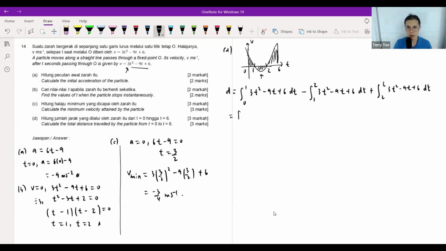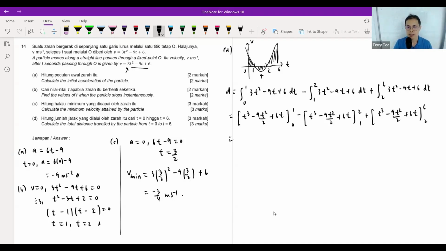So for the first part, when you integrate, you get t to the power 3 divided by 3, 9t squared divided by 2, 6t from 0 to 1. The rest are going to be the same function after you integrate. So what we need to do is to substitute in different limits. Okay, let me just write everything out first. 9t squared over 2, 6t, 2 to 6.